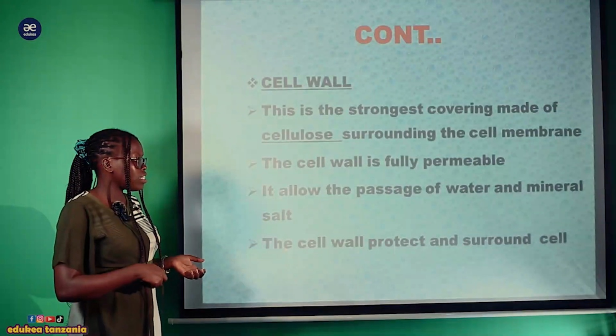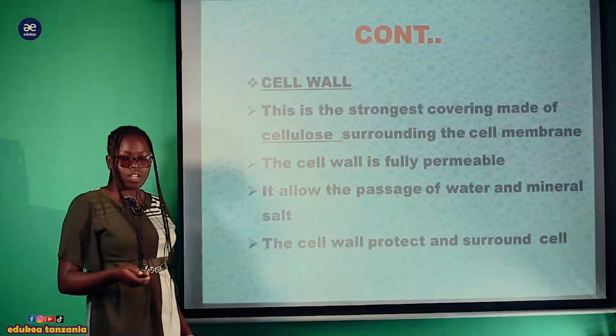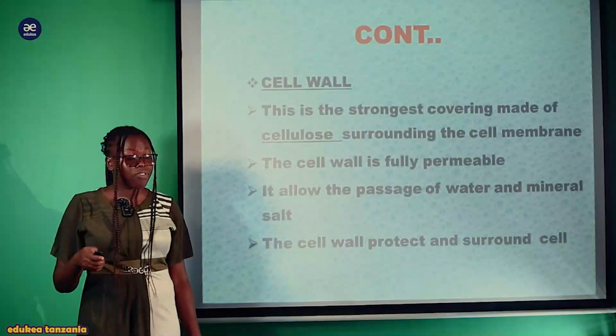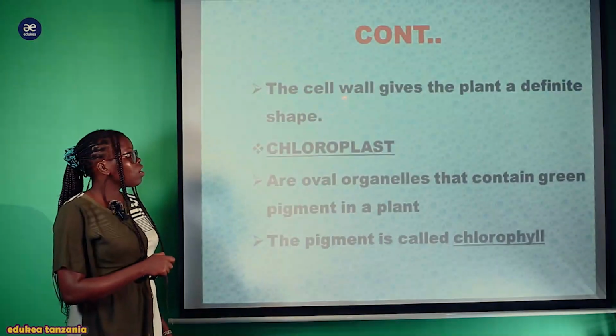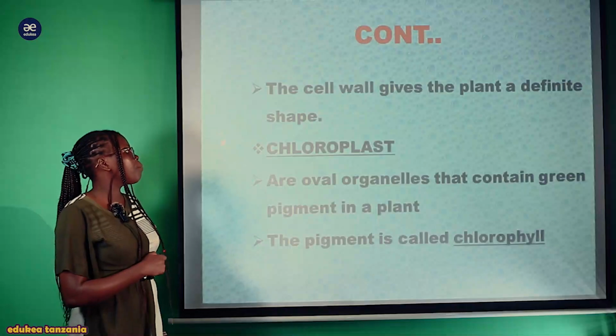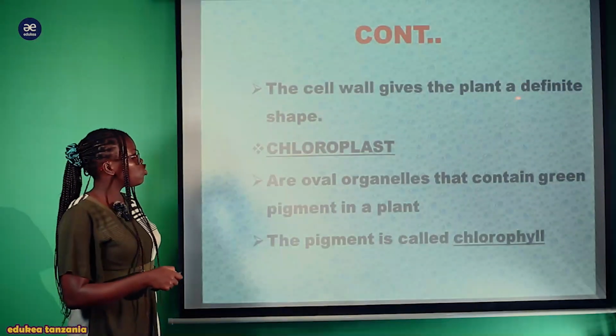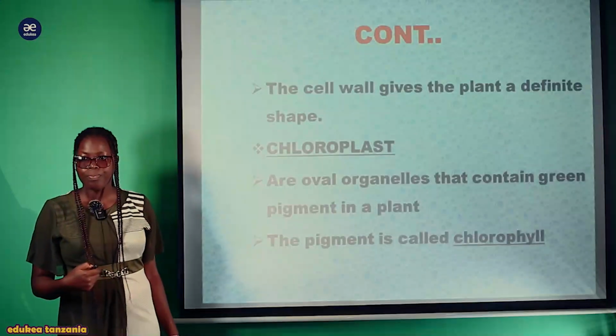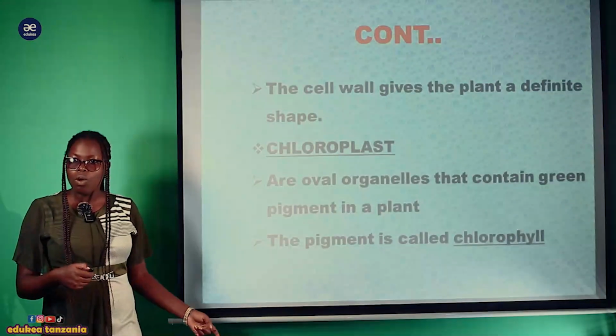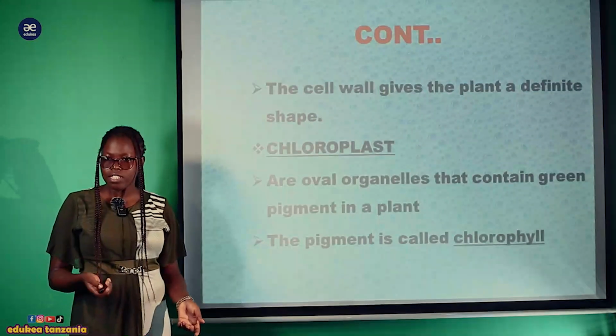The cell wall gives the plant cell a definite shape, because it is rigid, to provide a definite or regular shape. While the cell membrane, which is found in the animal cell, is flexible. And that's why the animal cell has an indefinite or irregular shape.